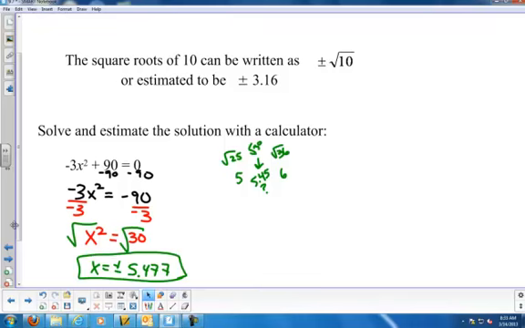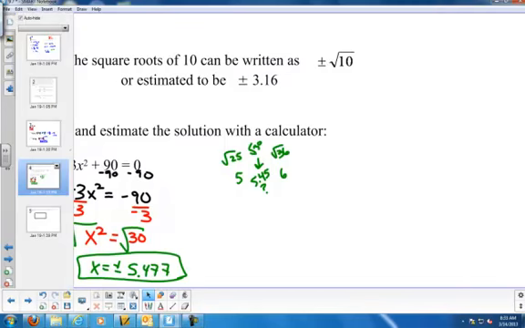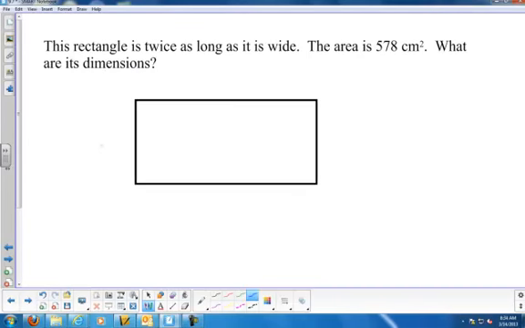All right, this rectangle is twice as long as it is wide. So let's go ahead and write the length and the width. If it is twice as long as it is wide, that means that instead of L, we can write this as 2W. Twice as long. The length is now twice the width.